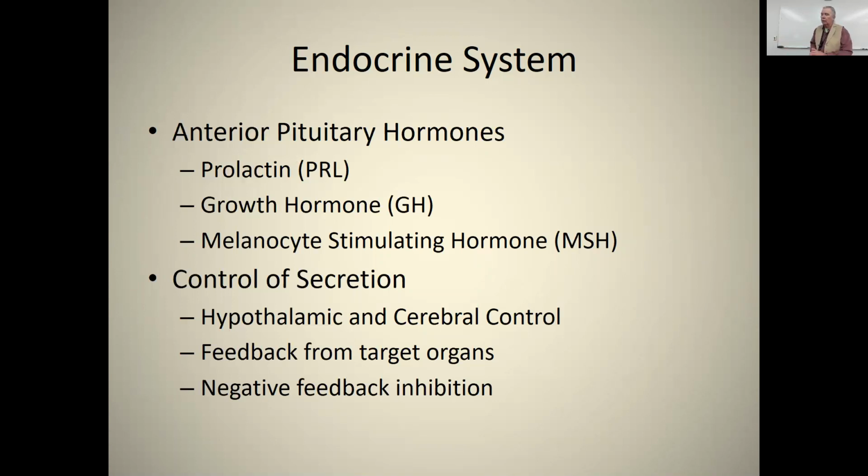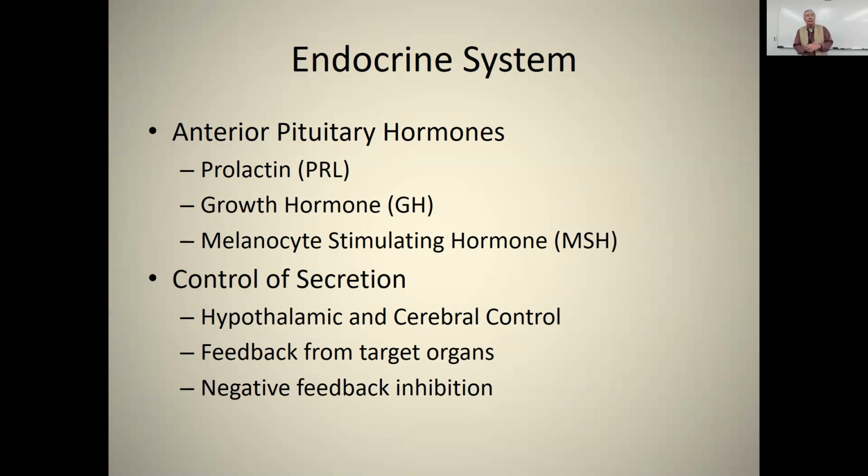Control of secretion. What controls the secretion of these things? Well, one thing is the hypothalamus. It's a big area of control because, of course, it makes and secretes the releasing hormones that control the release of the trophic and stimulating hormones from the anterior pituitary. Cerebral control: sometimes it's not conscious cerebral control, but control from the higher areas, particularly the limbic system and other areas.